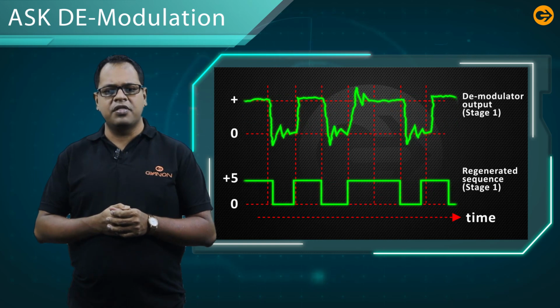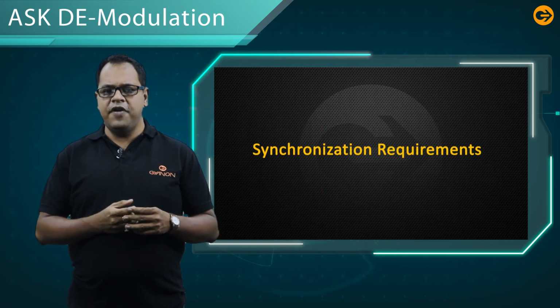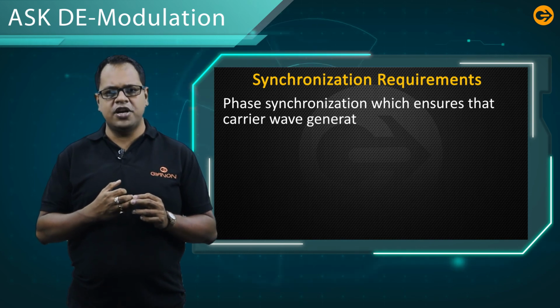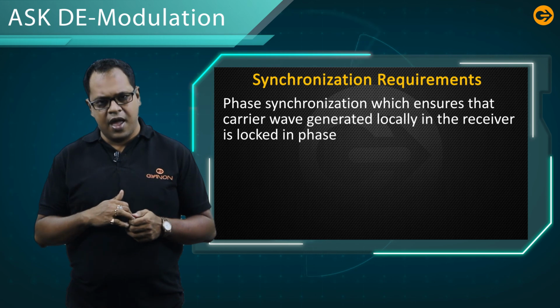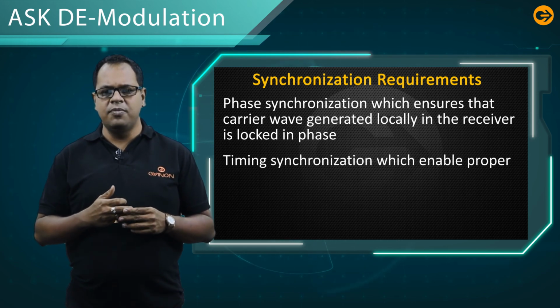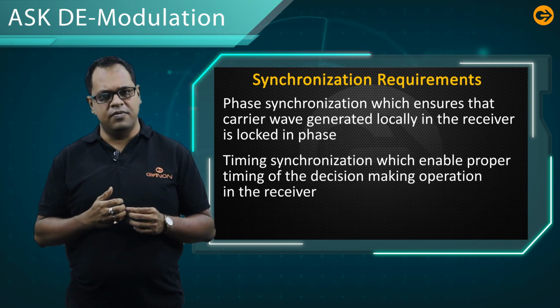Now let us discuss the synchronization requirement of the ASK. Phase synchronization is required, which ensures that the carrier wave generated in the receiver is locked in phase. The second is timing synchronization, which enables proper timing of the decision making operation in the receiver.